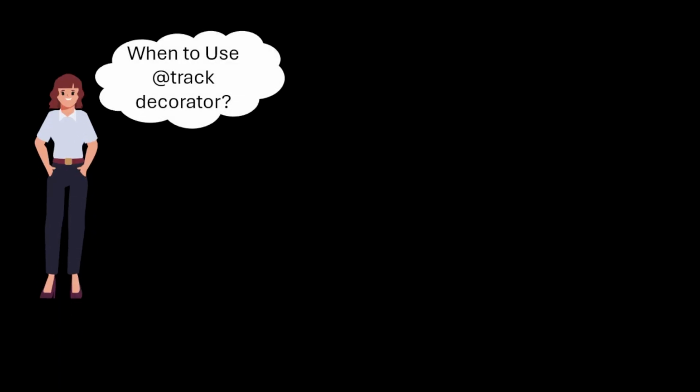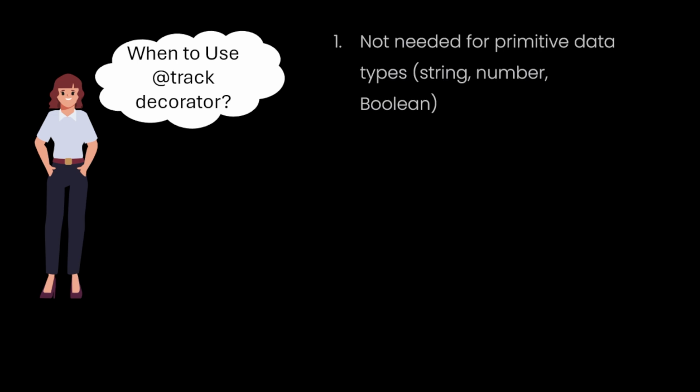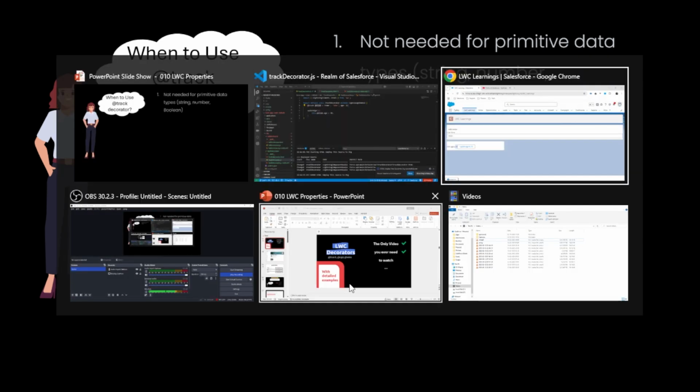And there are a few things which you need to remember. The question is when to use the track decorator. The first thing is it is not needed for primitive data types, which are string, number and boolean, right? If you have these data types as the property, you don't need to use the track decorator because they are by default reactive. In previous versions, like before the Winter 21 release, developers had to write the track property to make it reactive. But now in LWC, these are by default reactive.